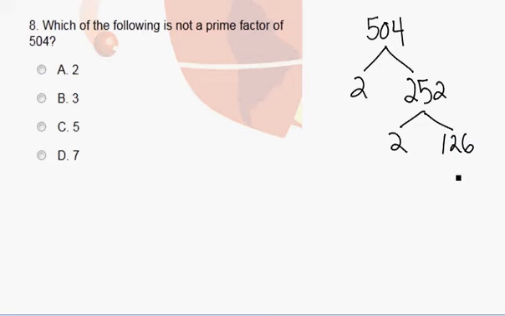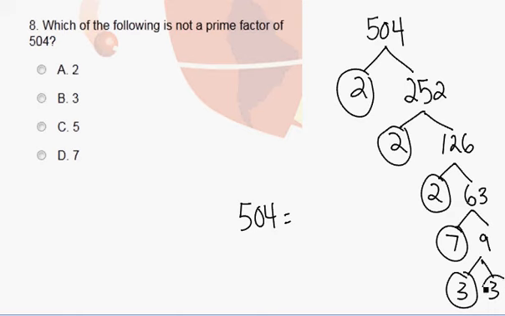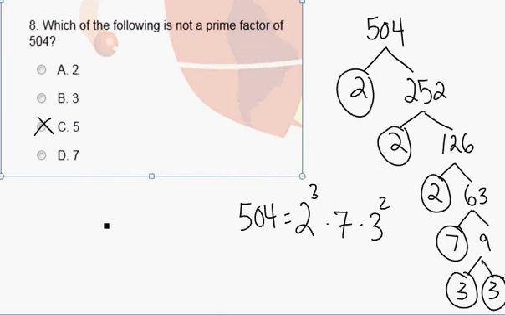And we keep continuing on this path, so we can factor 126 into 2 times 63, and 63 is 7 times 9, and 9 is 3 times 3. So we can factor 504 as the product of 2 times 2 times 2 times 7 times 3 times 3. Or in other words, it's 2 cubed times 7 times 3 squared. So we see that the prime factors are 2, 7, and 3. And so which of the following is not a prime factor? The answer is C.